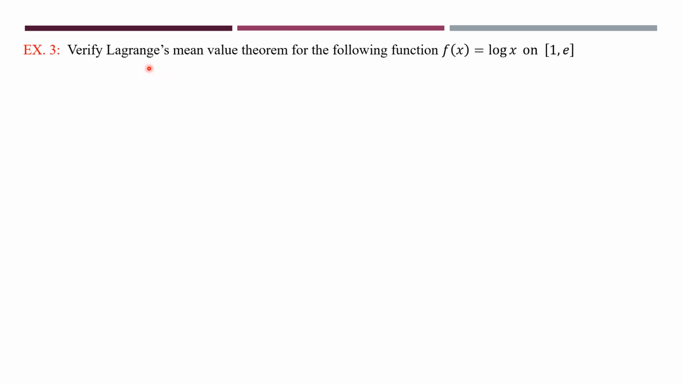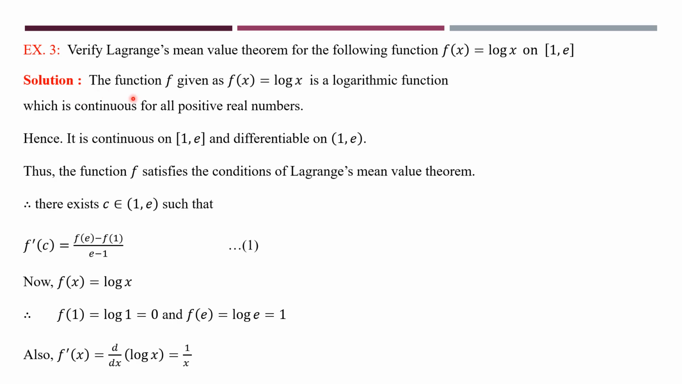Example 3. Verify Lagrange's mean value theorem for the function f(x) = log x on the closed interval [1, e]. Solution. The function f is given as f(x) = log x, a logarithmic function, which is continuous for all positive real numbers. Therefore, it is continuous on the closed interval and differentiable on the open interval. Therefore, f satisfies the conditions of Lagrange's mean value theorem. Then there exists a point c belonging to the open interval (1, e) such that the formula is f'(c) = (f(e) - f(1))/(e - 1).